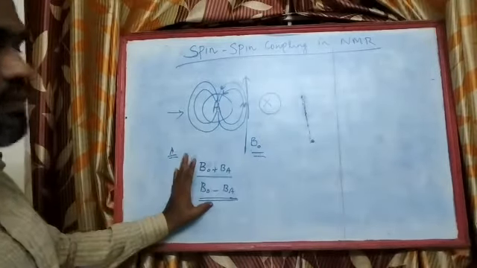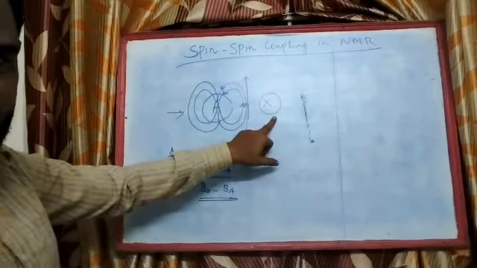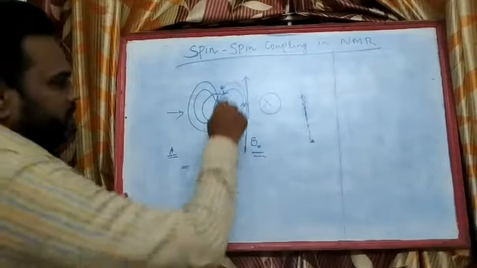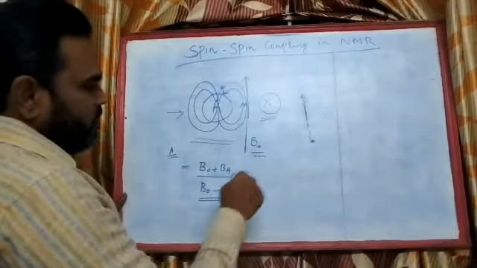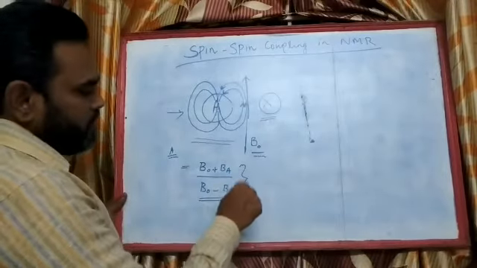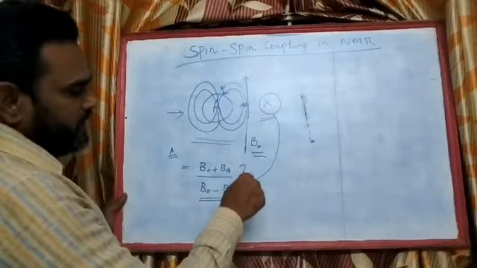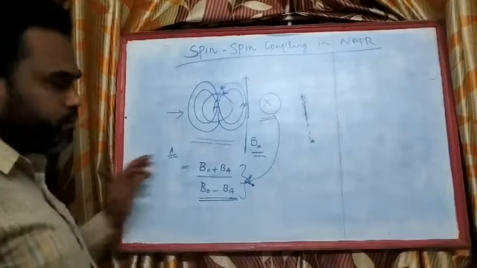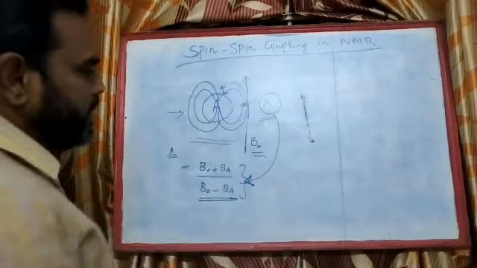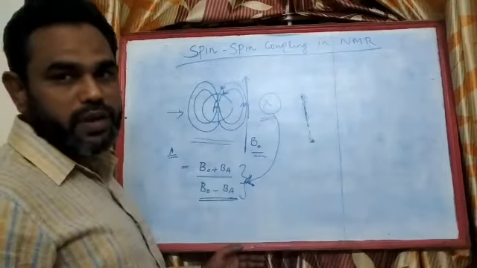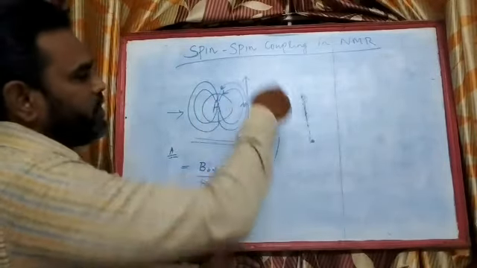Now let us go into X. What will be the influence of this particular nuclei A over X? When this magnetic field strength interacts with X, X will find itself with two different magnetic fields. As a result, the energies of X, or the spins of X, will be split into two.